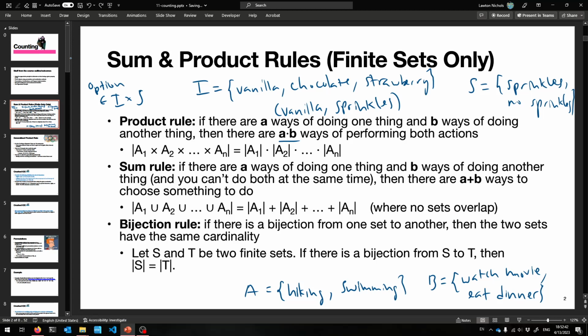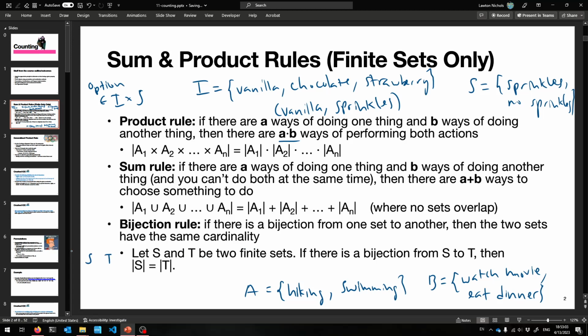And then finally, we have the bijection rule. That's saying that if there's a bijection from one set to another, that means there's an invertible function. There's a way to move in one way and also to move back. Then that means the two sets have the same cardinality. That means the size of them are the same if there's a bijection. Okay? And so let's pretend that S and T are two finite sets.